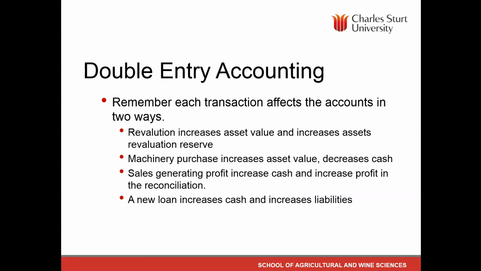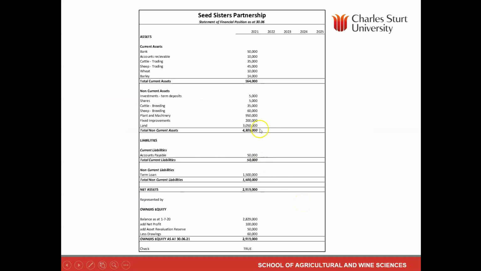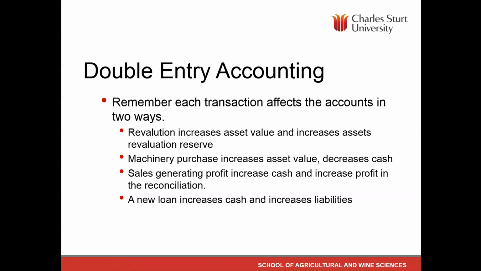So revaluations increase the asset value and increase asset revaluation reserve. We saw that there with the land. Machinery purchases increase asset value and decrease cash. So over here, if in the next year you buy $50,000 worth of new machinery, that will increase the asset balance there, but it'll also reduce the bank account balance. Sales generating profit increase cash and also increase profit in the reconciliation, and a new loan increases cash and increases liabilities.